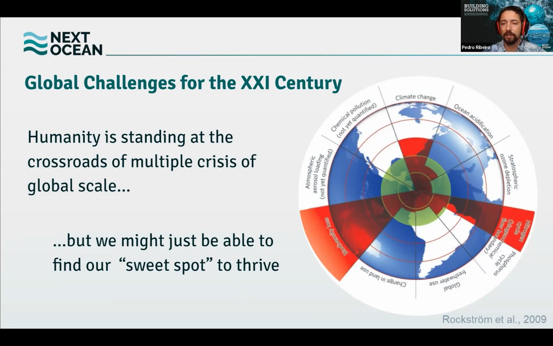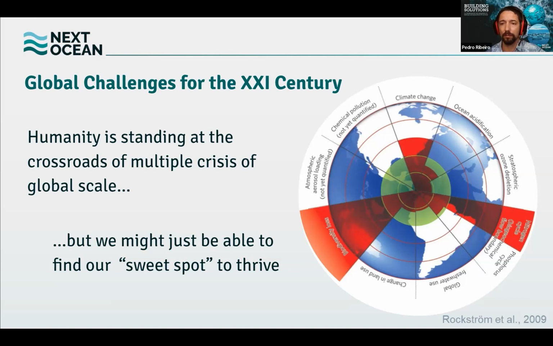in this image. You can see that they classify different topics like climate change, chemical pollution, change in land use, and try to estimate how much we have overshot the limit of what can be sustainable in the Earth system. So as you can see from the red bars, a lot of these limits have already been crossed. The thresholds have been crossed.